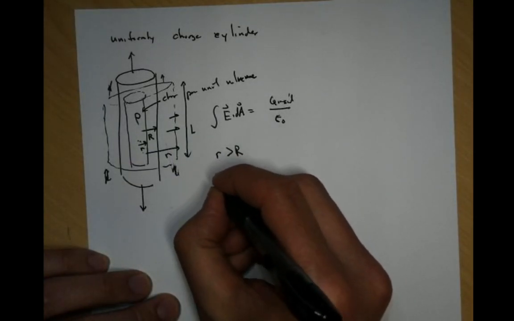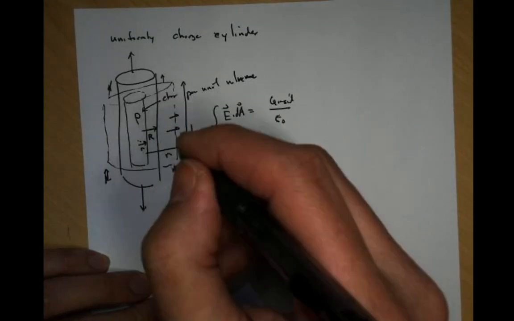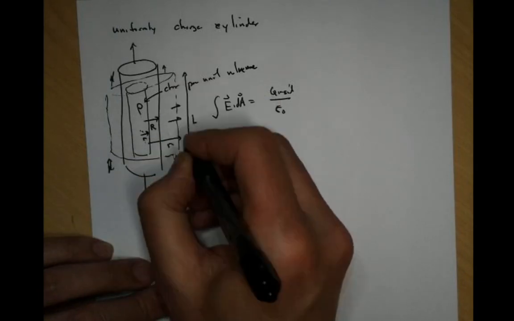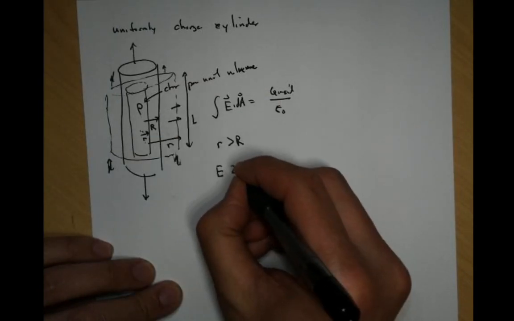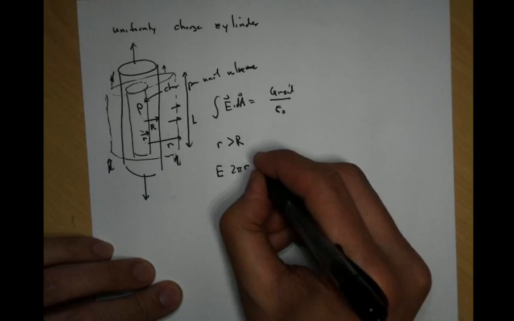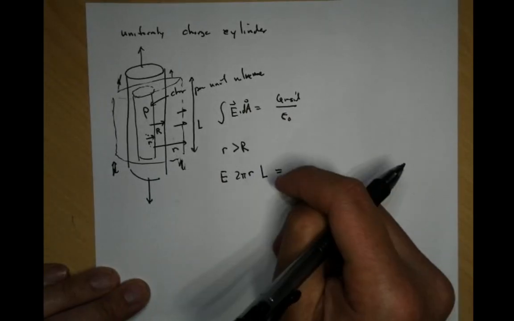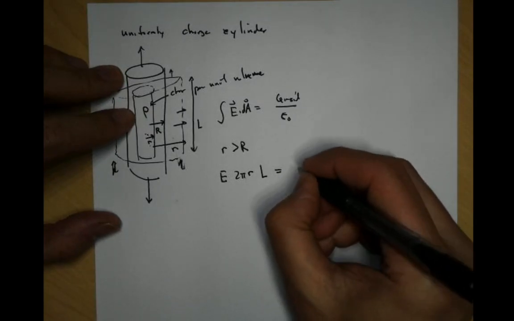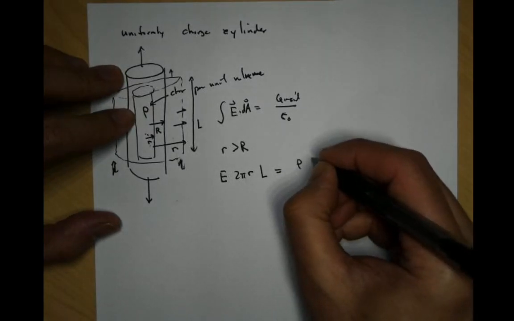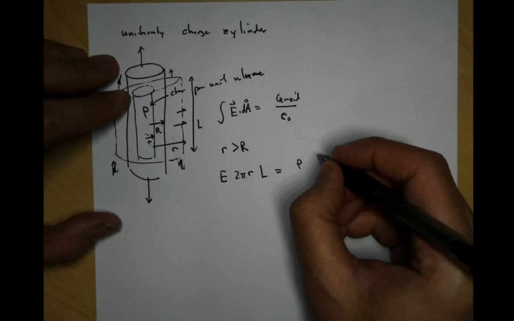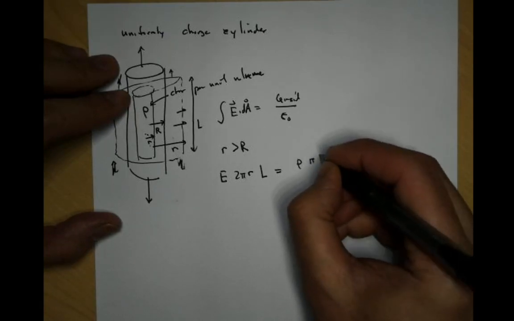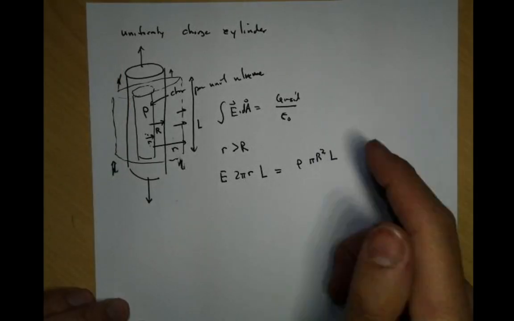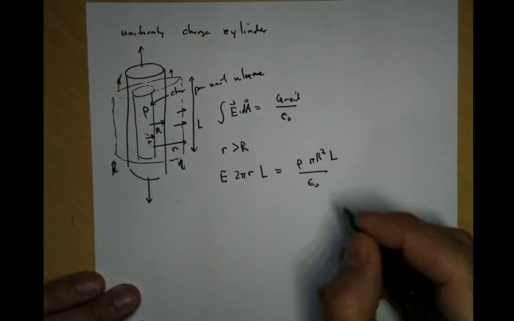So it's going to be E times the area of the side of the cylinder. The area of the side is the length times the width: the length is 2 pi r, times the width L. This is going to be equal to, now what's Q inside? Well, that's just the density rho times the volume of a cylinder, pi R squared times L, over epsilon naught.